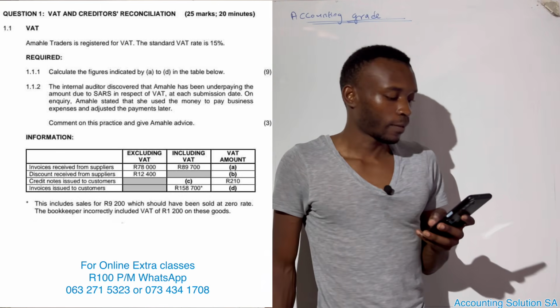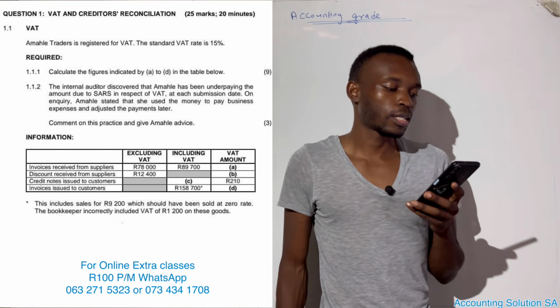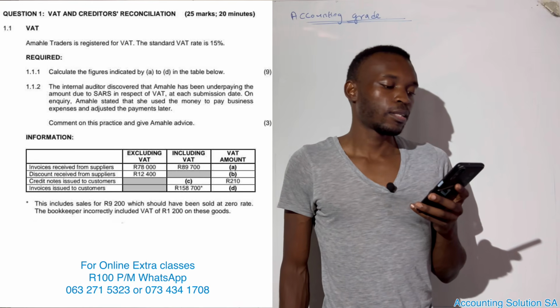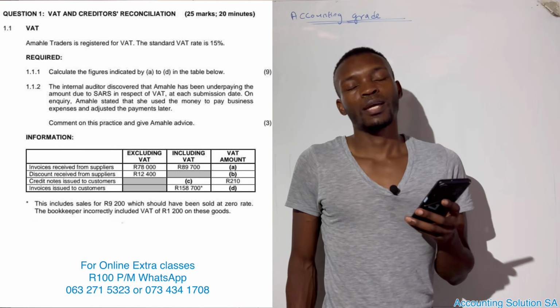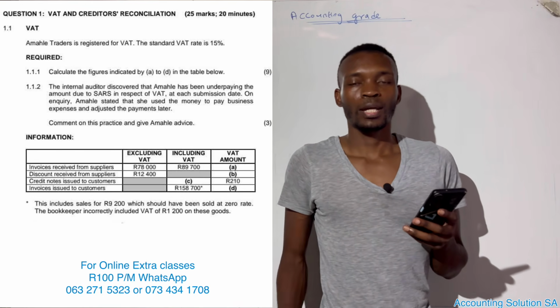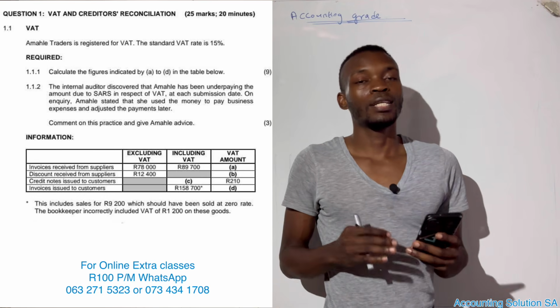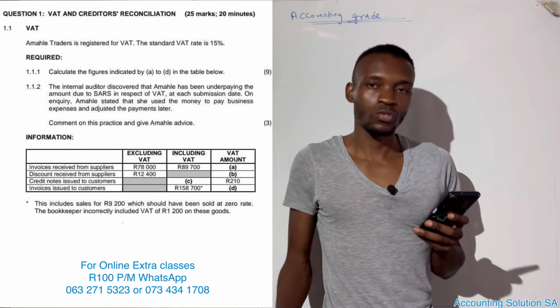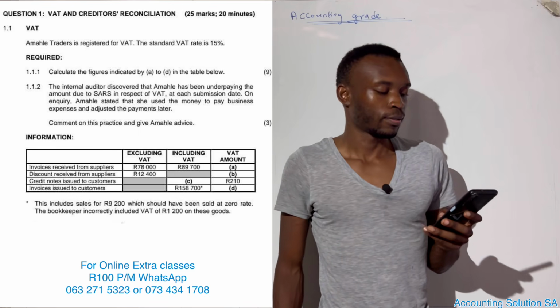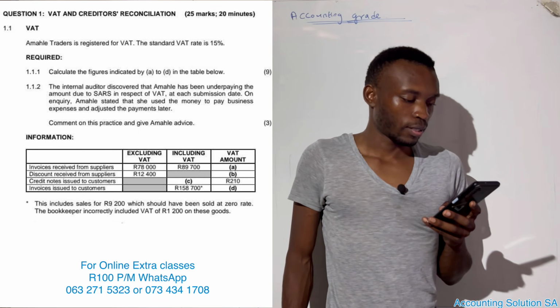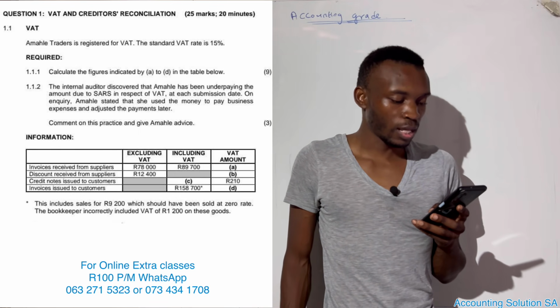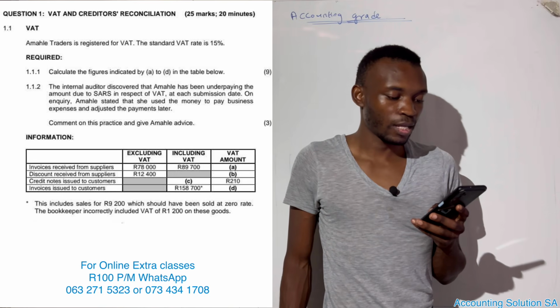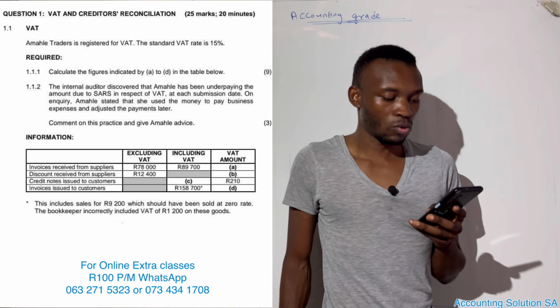Okay, they say that King Traders is registered for VAT and the standard rate VAT is 15%. Guys, in South Africa, at the current moment, the VAT is 15% and nothing else. So you must know that even if it's not given. Required 4.2.1. Calculate the amount indicated by Roman figure A to C in the table below.